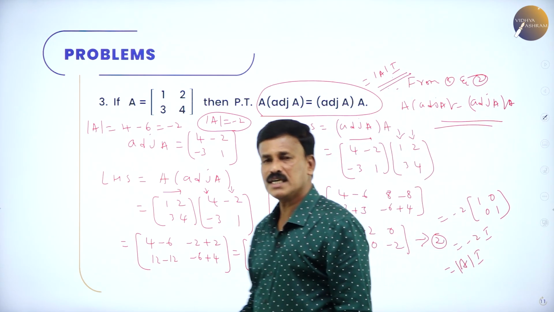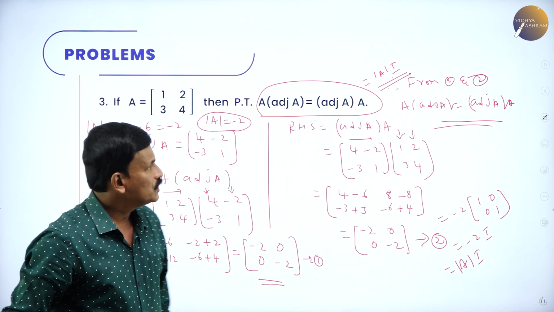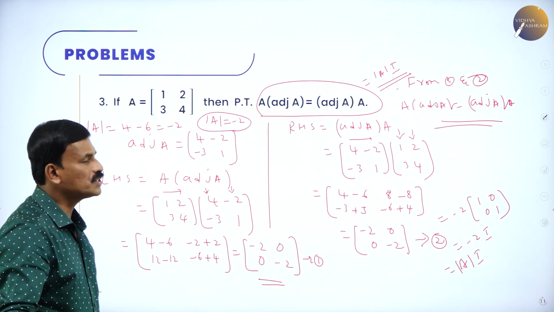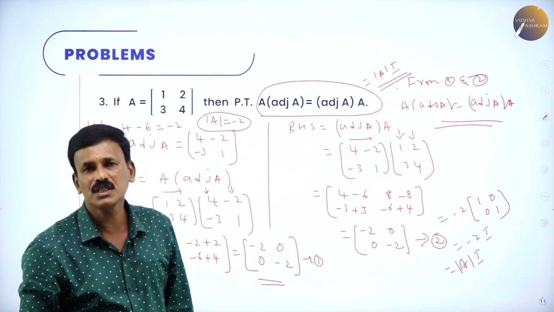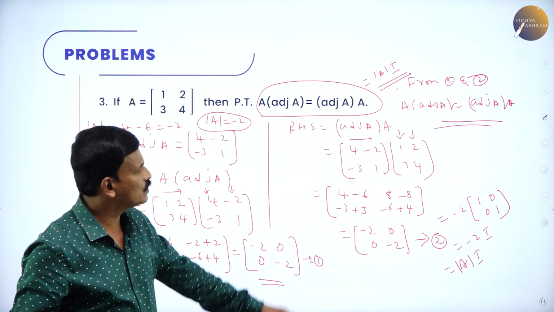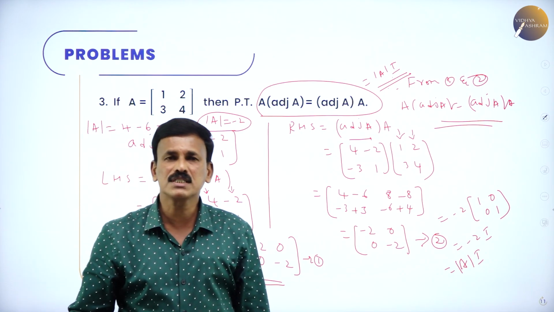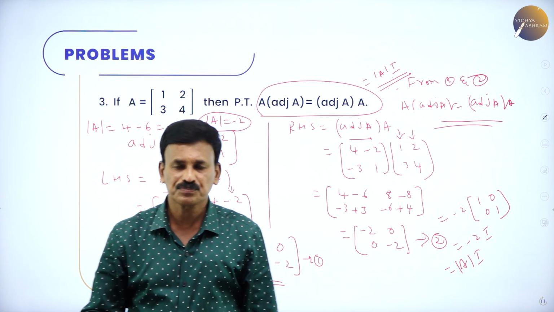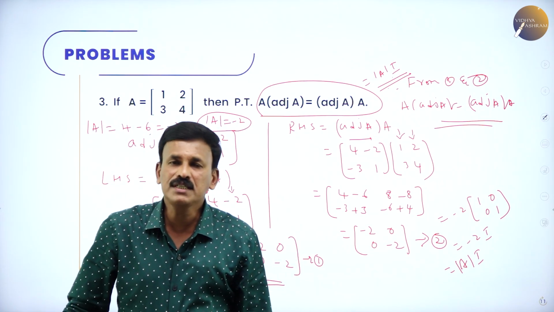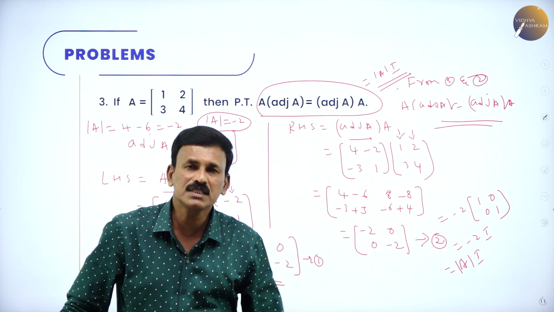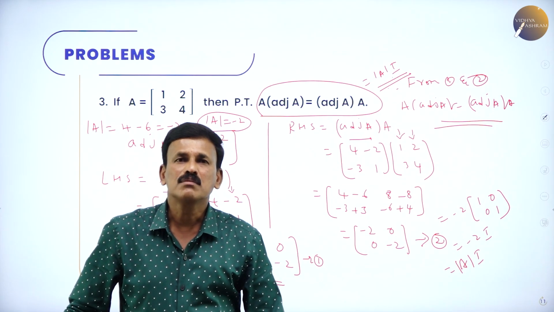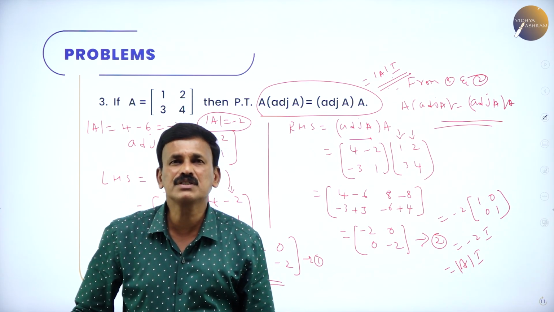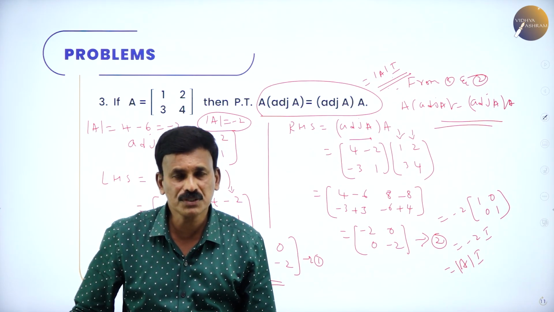That we will see in the next class. So, A into adjoint of A is equal to adjoint of A into A, which is also equal to determinant of A into I. That we will discuss in the next class. So that is regarding finding the value of x in a singular, non-singular matrix, and also finding the adjoint of a 2 rows 2 column and 3 rows 3 column.